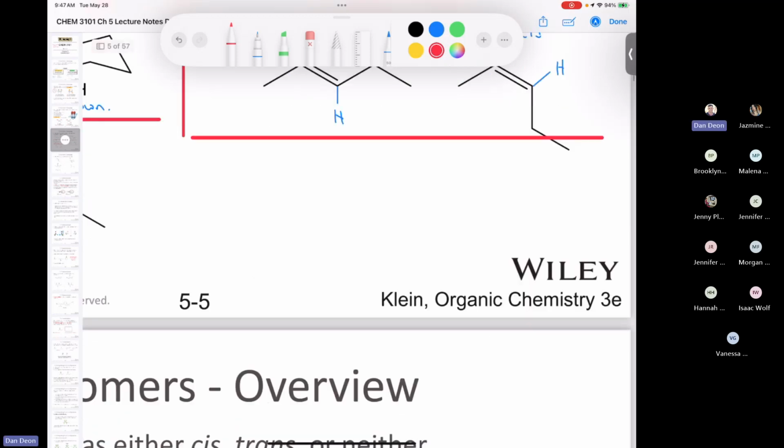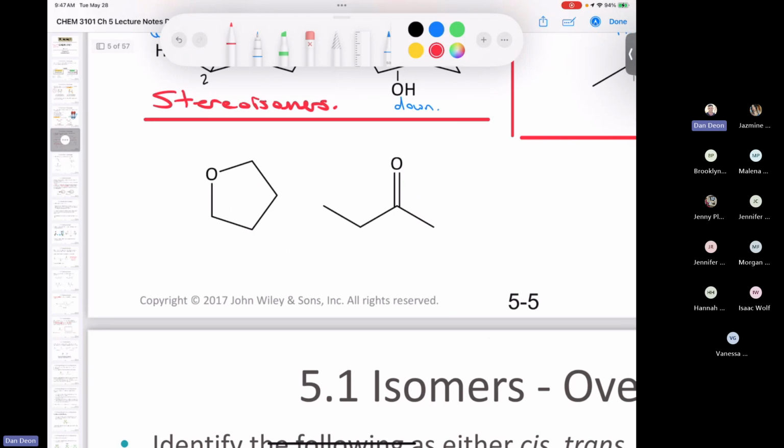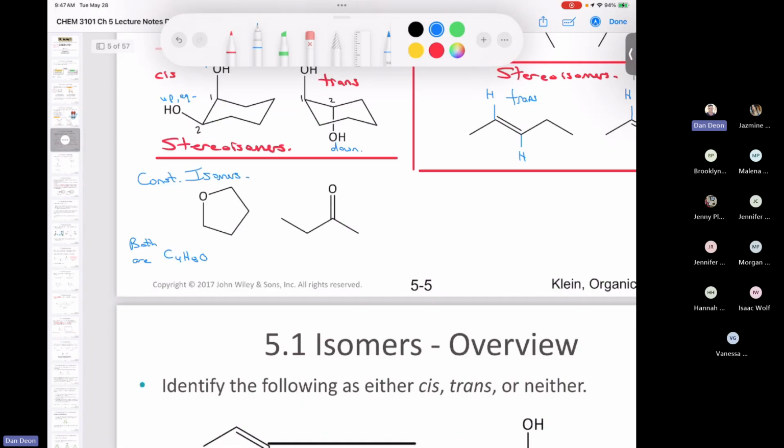All right, in the last one, we have two compounds that have the same molecular formula. Both are C4H8O, but they have a completely different connectivity of the atoms. And so these two compounds are just constitutional isomers. They have the same formula, but they're just constitutional isomers. That's all they are.